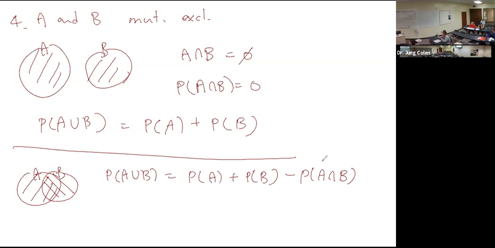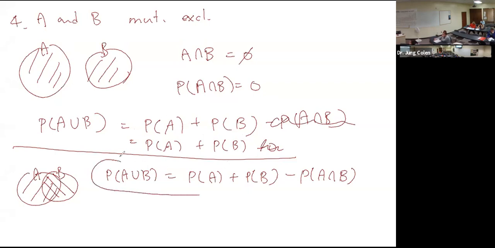Why? Because this is 0. For this case, there's no overlapping part. So the probability of A and B is 0. So if we take away the probability of A and B, it's the same as the probability of A plus the probability of B and take away 0 from it. It's the same as just without it. That's why it works for this one, and it works for any event. So you need to remember that. Does it make sense?